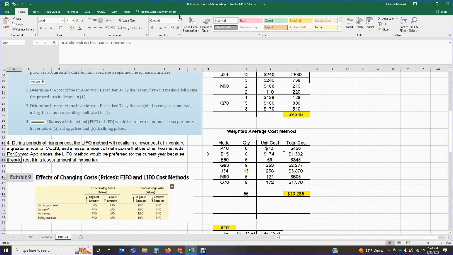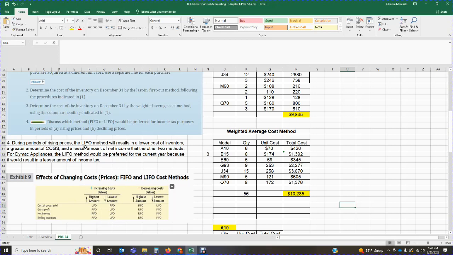And I misspelled income tax right here. Income tax. Okay, here we go. So, looking at the diagram, we would discuss what happens if the prices increase. If the prices increase, this is what happens. Okay, and this is what we're focused on because they're asking us right now, in increasing prices, what would happen?